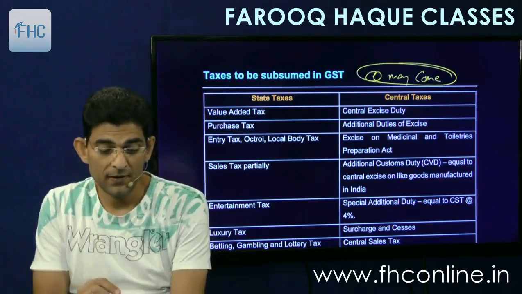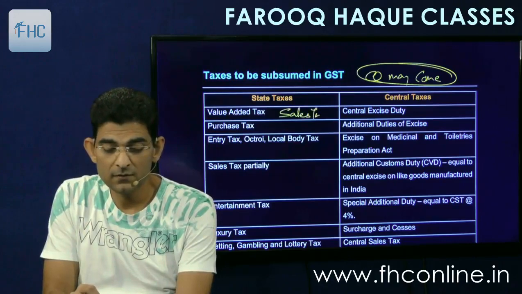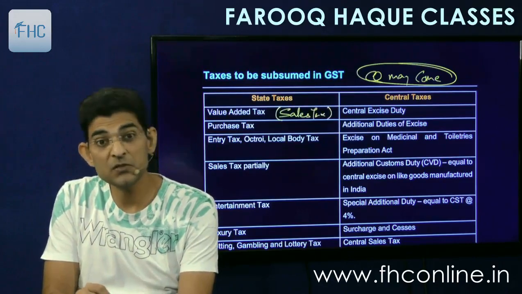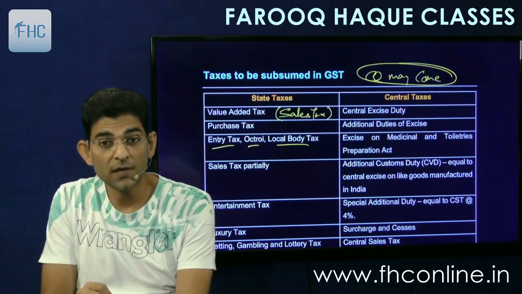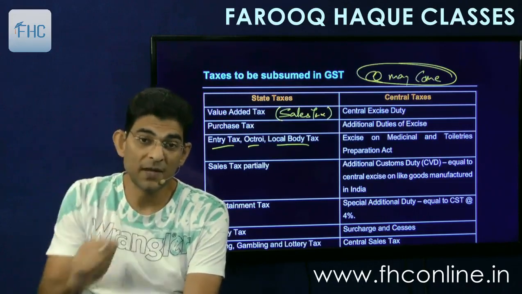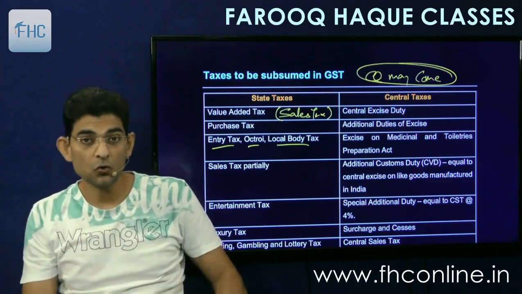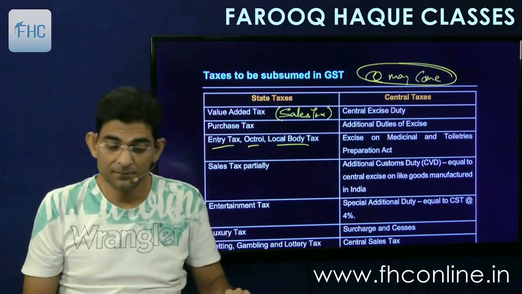Let's see. In the state there was VAT. VAT means the sales tax. Then at some places there was purchase tax. Then entry tax, octroi or local body tax. This was when the goods used to enter your city. There used to be a tax called entry tax or octroi or local body tax. So even they have been subsumed in GST.